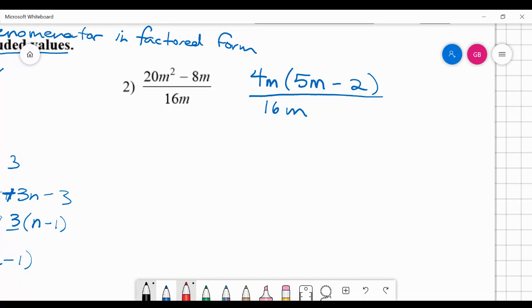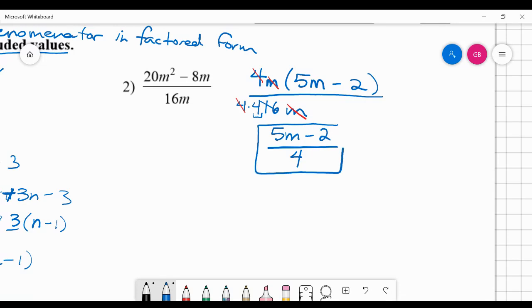So by factoring out the 4m, you could cross out the m's. And then 4 over 16, you need to simplify. So just remember that 16 is also 4 times 4. So now you cross out this 4 and this 4. Now you have 5m minus 2 over, and all we have left is this 4 here. Okay, that's the simplified form.